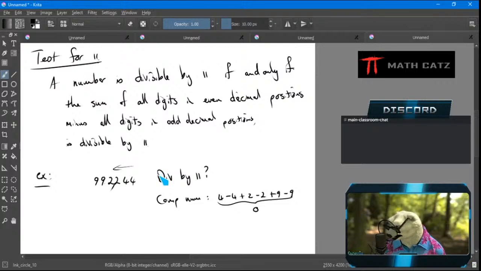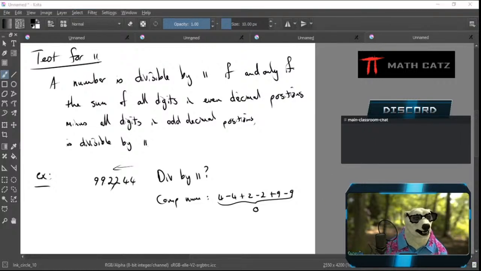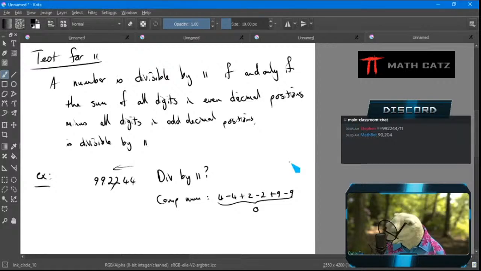Is this number divisible by 11? Well, let's cheat for a second and use my calculator to divide this number. 992,244 divided by 11. It is divisible by 11. So 11 does divide into 992,244. So when I have a comparison number of 0, the answer is actually a yes, because 11 divides into 0.